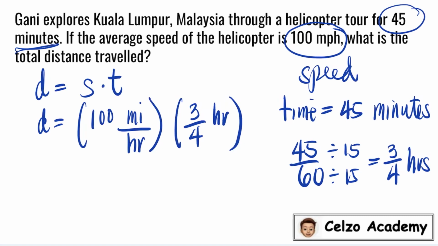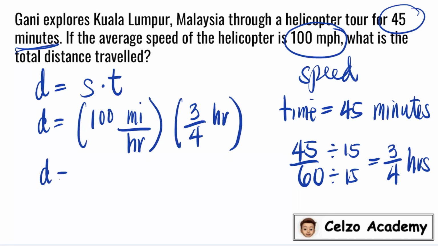And that makes sense because 1/4 of an hour is 15 minutes. So 3/4 of an hour means 15 times 3, which is 45 minutes. So again, to change minutes into hours, you're simply dividing the number of minutes by 60. Because 1 hour has 60 minutes. And then just reduce the fraction.